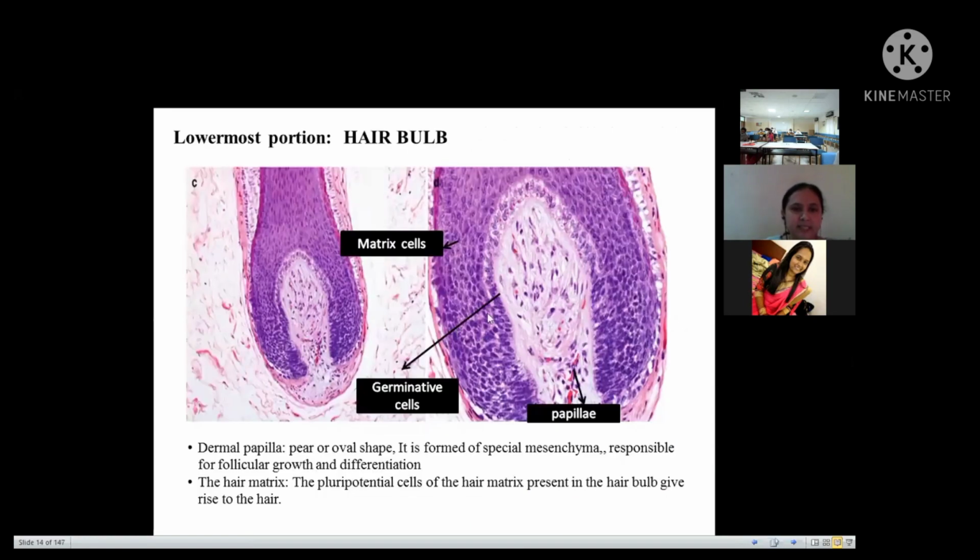And let us know how the hair bulb looks. Okay, so this is the hair bulb. It has 2 things: the matrix cells and the papillae. So these matrix cells are basaloid cells, and they have a deeply basophilic cytoplasm. And also we see these germinative cells, which are kind of palisading ones, which are in close association with the papillae. So we have 2 types of cells in the bulb, that is the matrix cells and the germinative cells. So some tumors arise from these matrix cells, and some of them arise from these germinative cells.